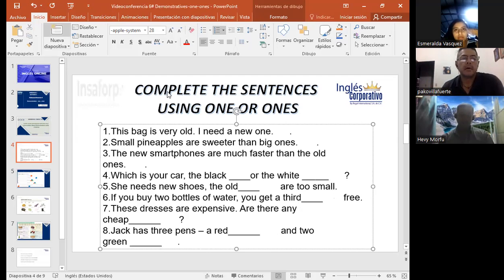Okay, four. Which is your car, the black one or the white one? Thank you so much. So we are comparing which one we have to select. That's okay. Thank you. Number five. She needs new shoes.